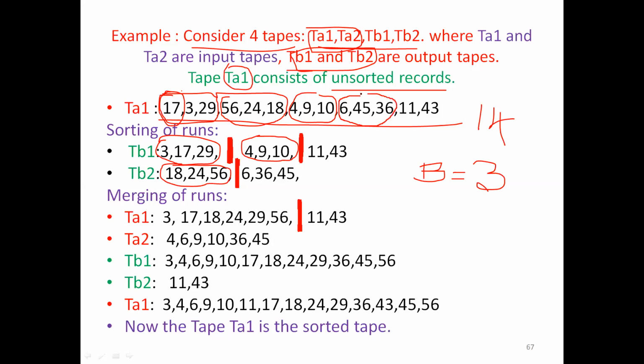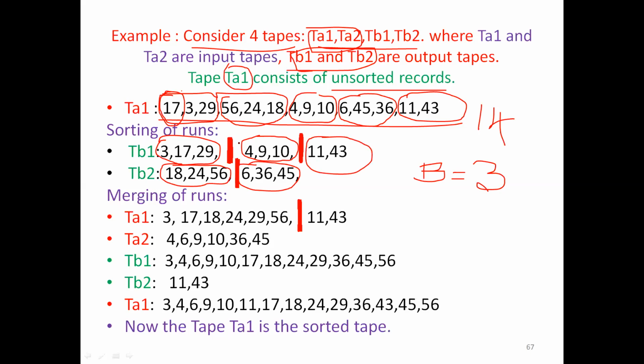That is another run I am collecting from TA1. Once it is sorted, I will write it back into the external storage TB2. The last run has only 2 records, no issues. I'll just collect it, sort it, and write back into TB1. Okay, this is the sorting of runs.